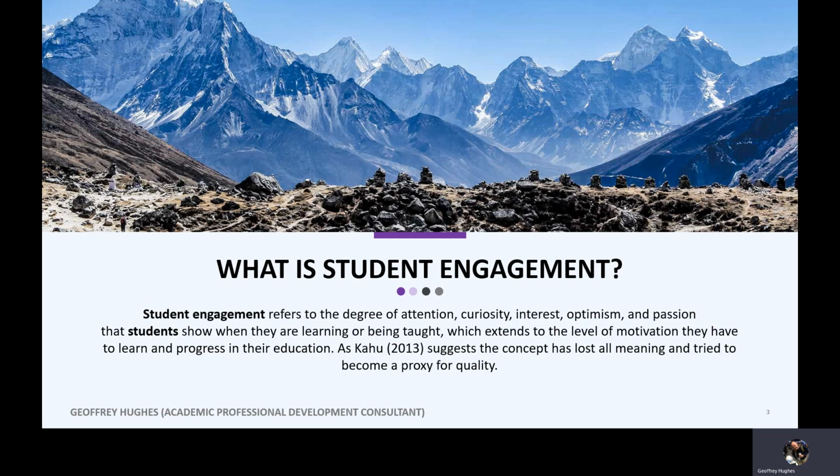So student engagement has become a broad brush term that no longer holds its original meaning. It's become a proxy for quality within education, which is a negative concept really, because student engagement has become an umbrella term for a multitude of different things, as opposed to the original meaning of engagement, which means to contribute to something or to interact in something.